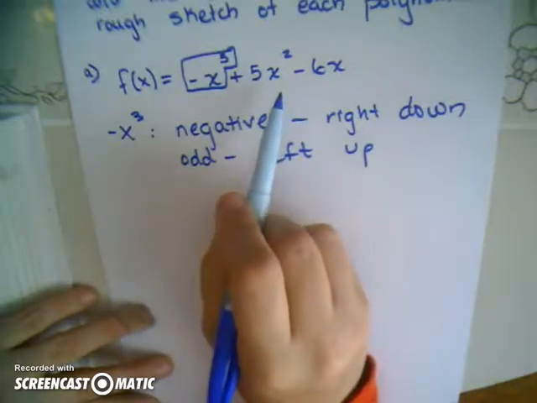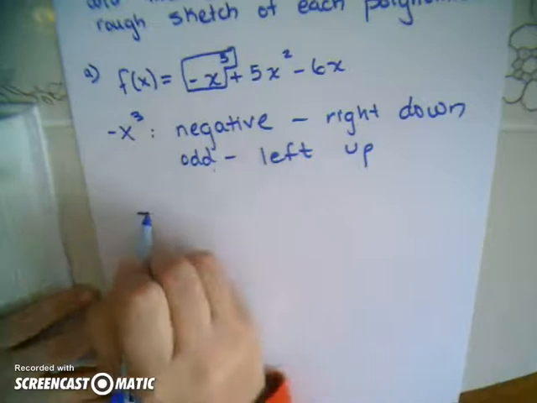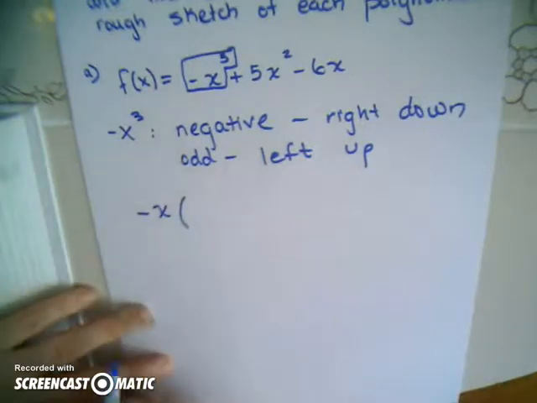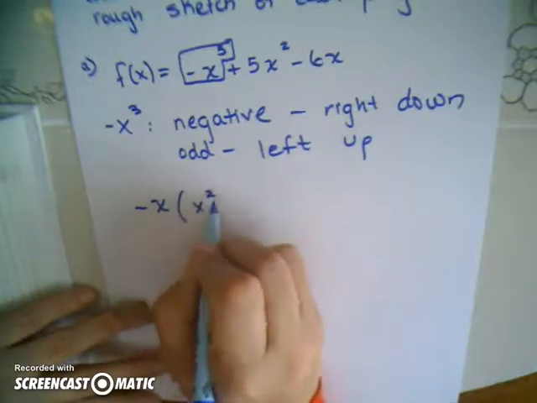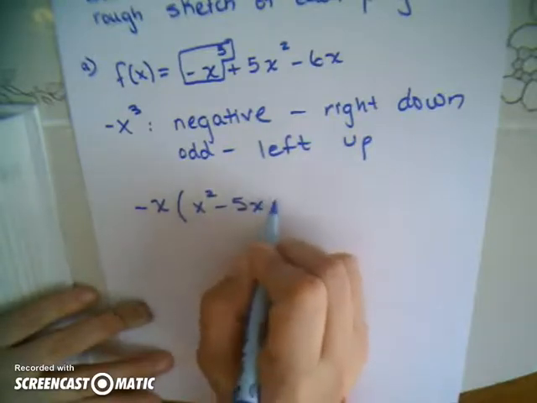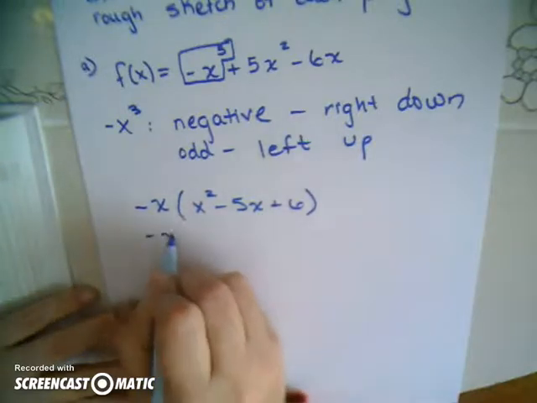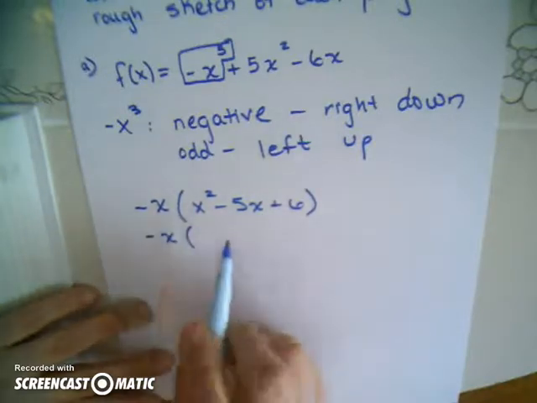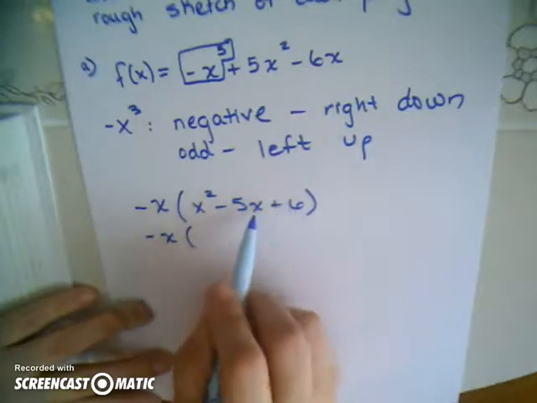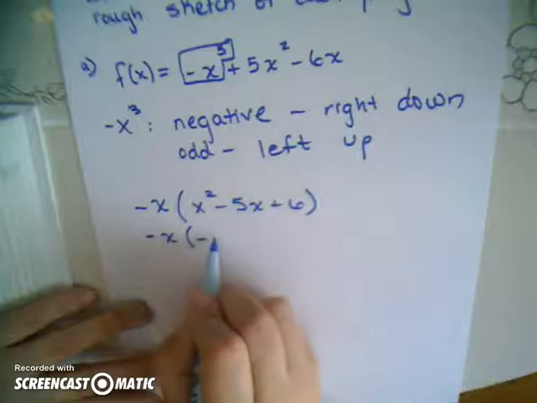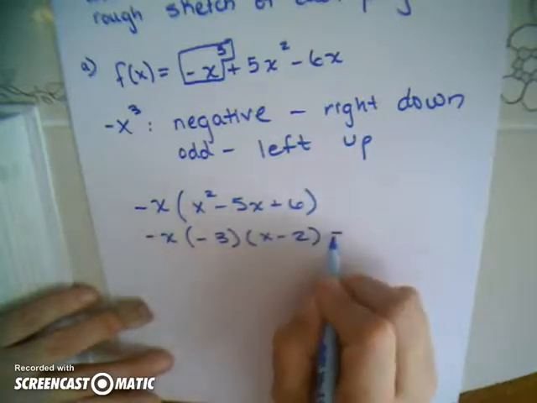I can also factor this polynomial. All of those terms have a negative x in common. And if I factor a negative x out, I'll be left with x squared minus 5x plus 6. And I can factor that one step further. We need 2 numbers that multiply to be positive 6 and add to be negative 5. And that's going to be minus 3 and minus 2.